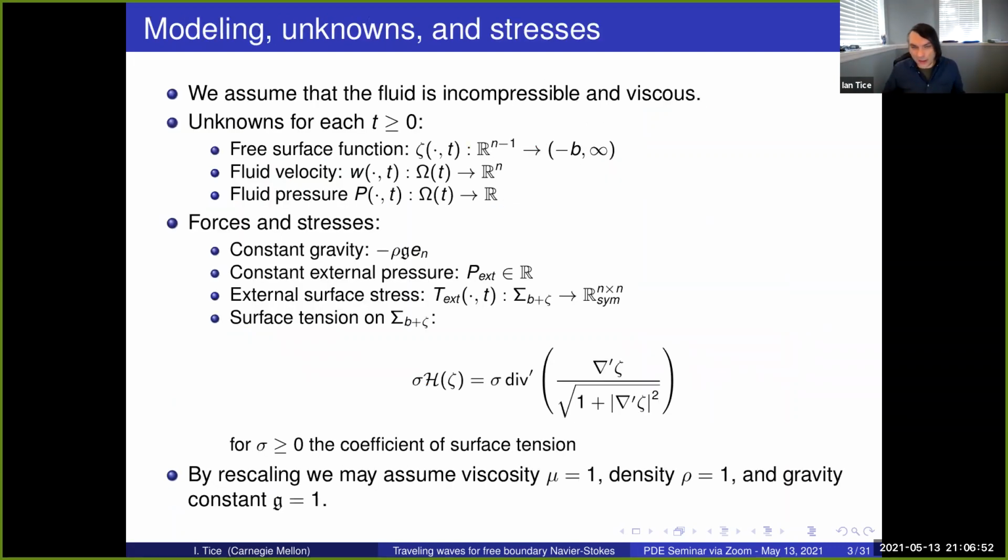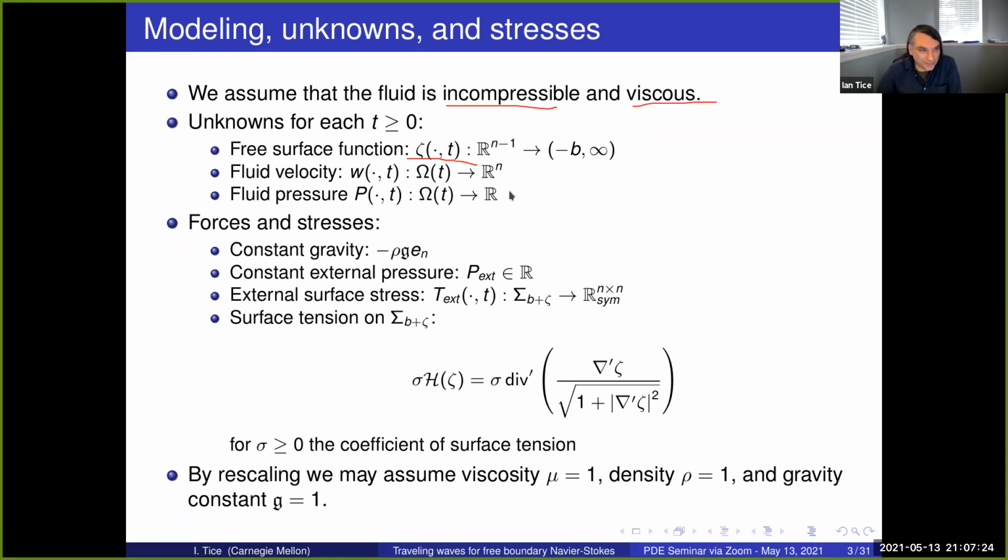So let me now give you the model and tell you the various forces that are going to act on the fluid. We're going to assume that the fluid is incompressible and viscous. This is going to be an essential feature. This is the Navier-Stokes problem, not the Euler problem. And so for every t bigger than or equal to 0, we have to specify, as I told you before, the free surface function, zeta, which is again a function on the cross section. And once we know zeta, this will determine the unknown domain omega of t.